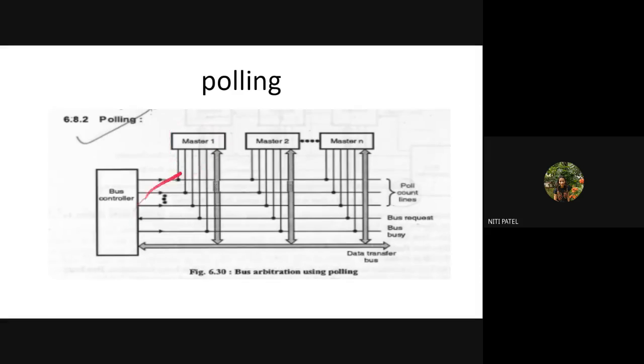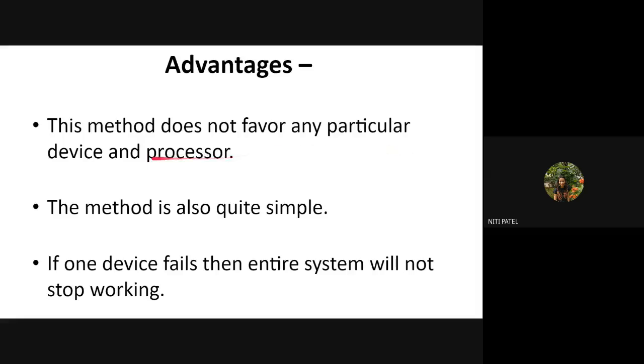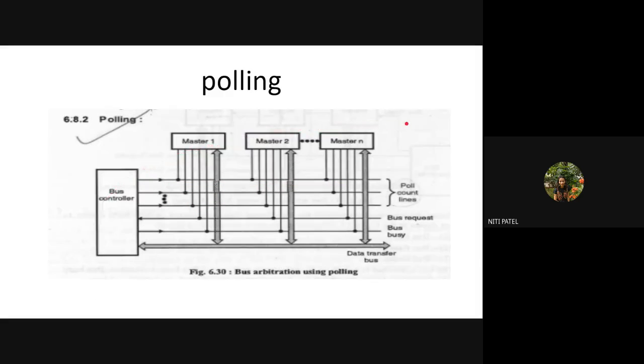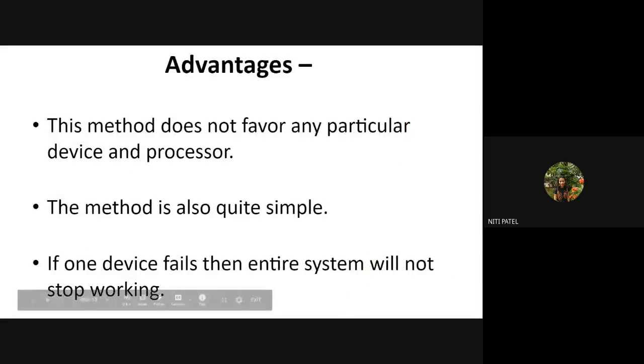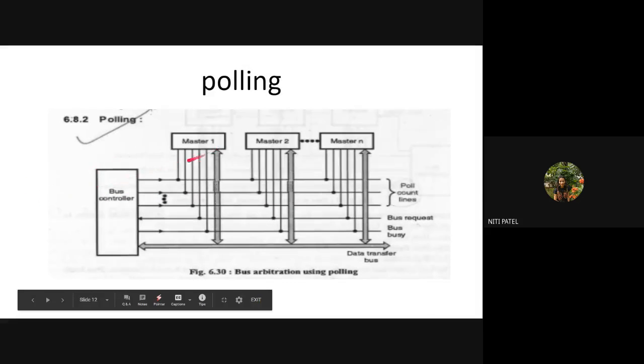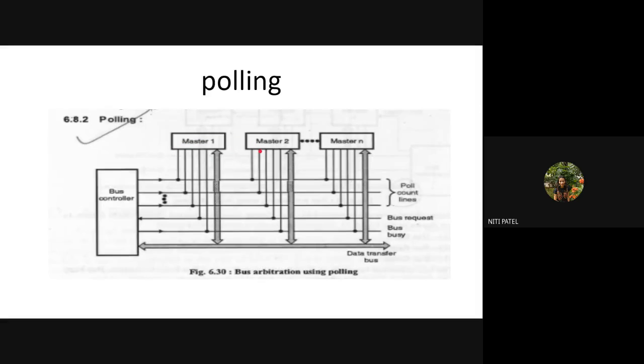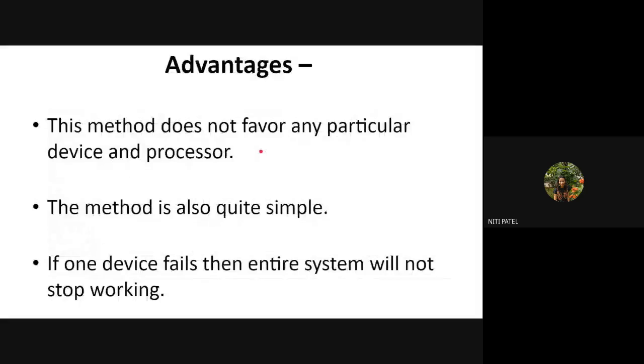If the address matches master 2, master 2 will be allocated for doing the transfer. If the address matches master number 33, master 33 will be used for transferring the data. So it is not favoring any particular device. Whichever device address matches, that particular device will be given a chance to perform the data transfer. Again, this method is very simple because we are just matching the addresses and giving the chance to that particular device for performing the data transfer.